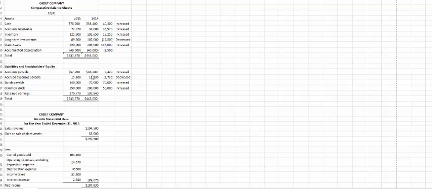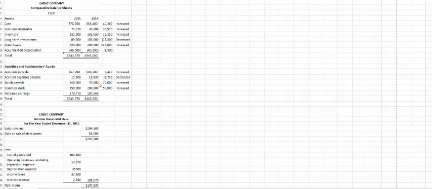Going on to our liabilities, if we look at our current liabilities, accounts payable increased. In other words, we are in debt to another party. It went up by $9,420. Our accrued expenses payable, things like salaries and wages payable, things like that, have decreased from $18,830 down to $15,100, a total decrease of $3,730.